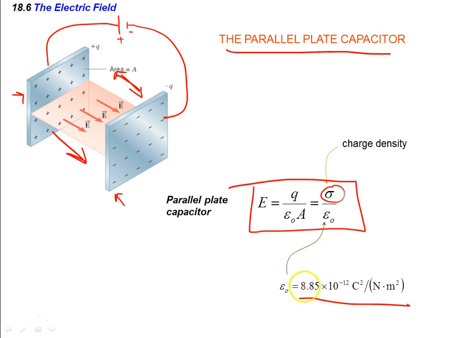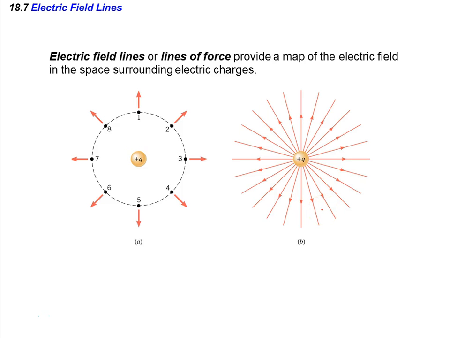Okay, and this actually, epsilon naught, is related to that k constant. k is equal to 1 over 4 pi epsilon naught. So just a little unique relationship there. That's not dealing with anything we need to worry about right now. But we can find the electric field generated by a parallel plate capacitor using this equation, the charge density divided by epsilon naught.